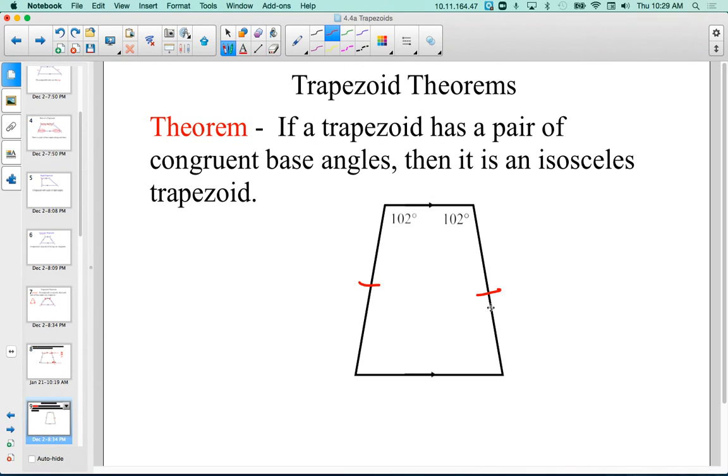We had a similar theorem with our triangles. We had both ways where we said if you have the congruent angles, you've got congruent sides. If you've got the congruent sides, you've got the congruent angles. It goes both ways.